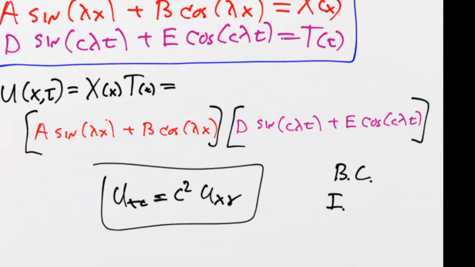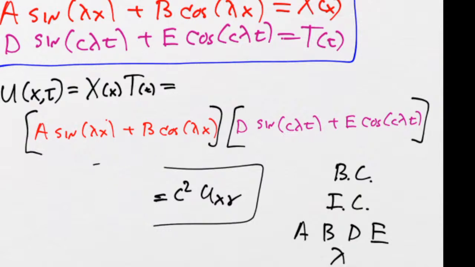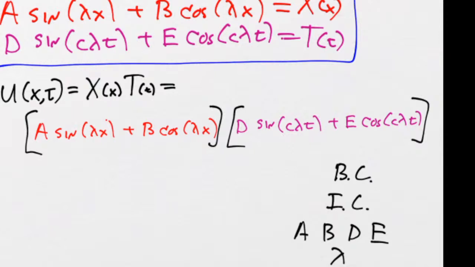initial conditions. Actually, I'm sorry, let's get it clear. We have 5 things we don't know. We don't know A. We don't know B. We don't know D. We don't know E, and we don't know lambda. So that's the problem. So let's attack them one by one. All right, I'm going to erase this now. I've now committed myself to attacking these things one by one.